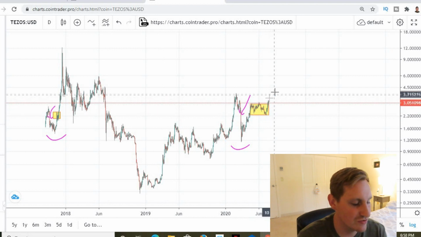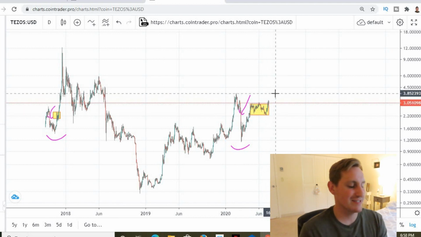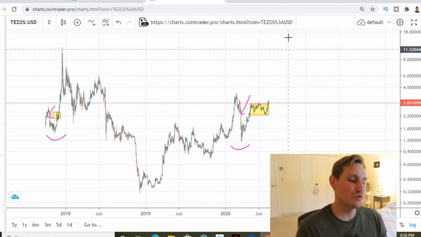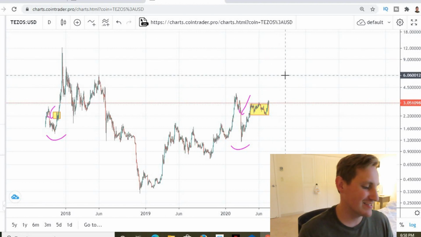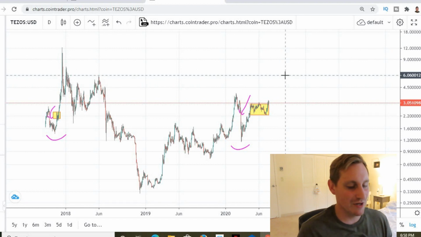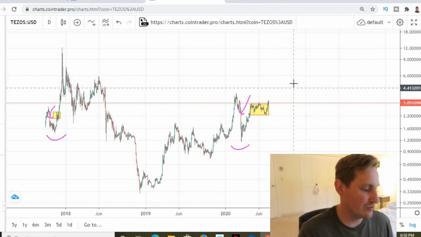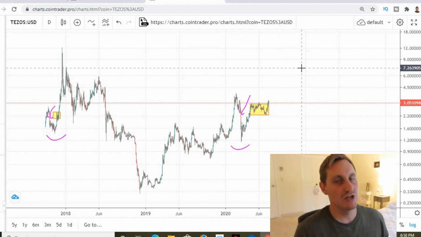We're breaking out of this rectangle. Hopefully we can come up and test the top of this local high, which will propel us to come up to this next resistance line at about $6. So this could be a huge trade. There's not much price action holding us down in between these two levels. So this could be absolutely huge for Tezos.